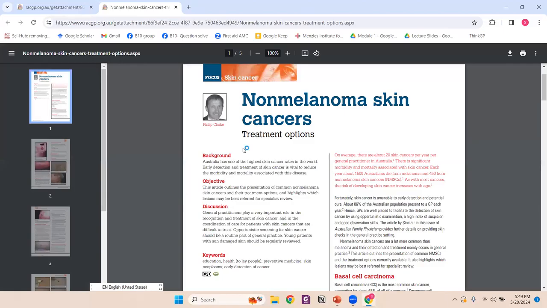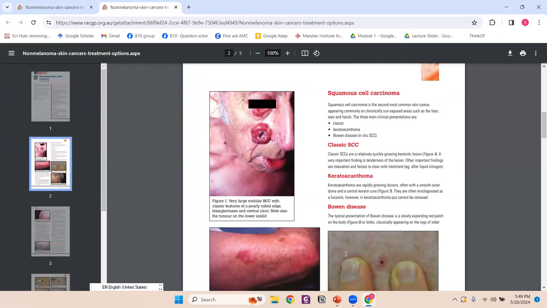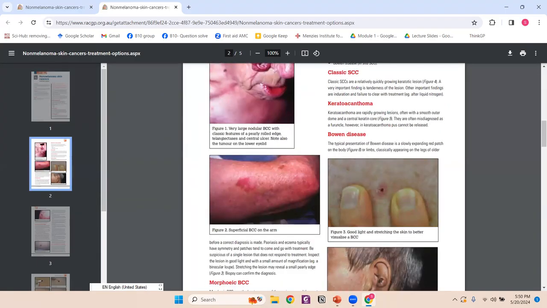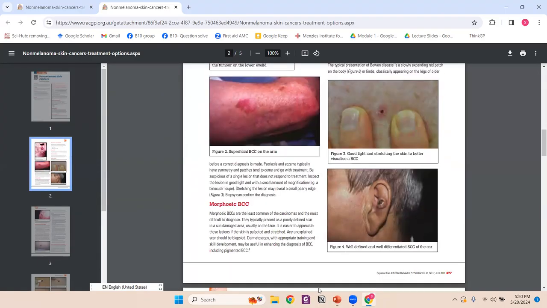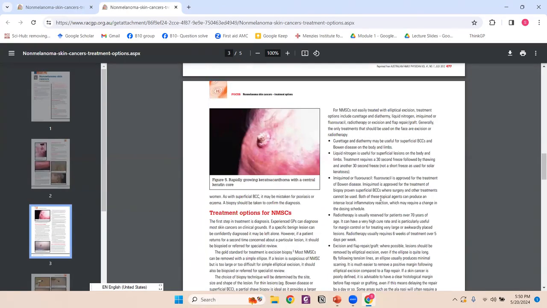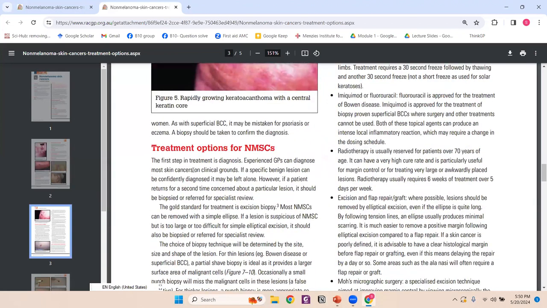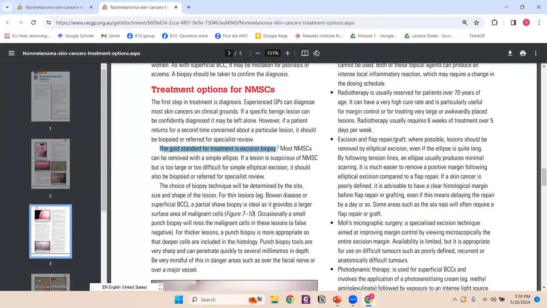Okay. So this is again your RACGP. You have basal cell, nodular, superficial, all those things, and squamous cell. Now you have different pictures for that. Here, see, this is a squamous cell carcinoma. Let me magnify it. Now the first step would be the diagnosis. The gold standard would be your excision biopsy. So the management would be excision biopsy for the diagnosis.